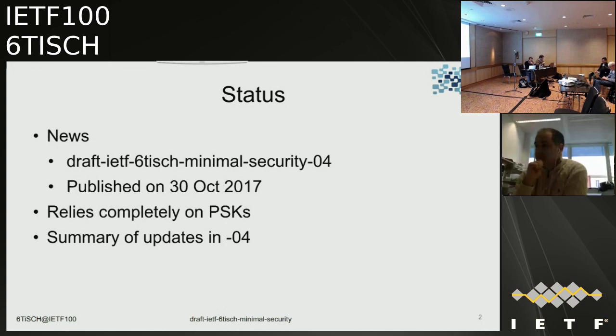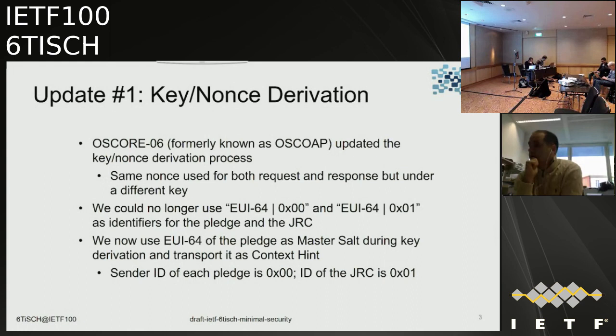Next slide, please. Yes, so update number one relates to the key and nonce derivation process. As we heavily depend on the OSCORE spec that is being standardized in CoRE, OSCORE, formerly known as OSCOAP, went through some changes when it comes to the key and nonce derivation process, which we had to adapt to. This was the reason why we had to do quite some changes in our draft. Right now in OSCORE, the same nonce is used both for join request and join response, but it is used under a different key. And because of the way they construct nonces right now, we could no longer use the concatenation of the pledge's identifier and byte string 00 and 01 to differentiate between the pledge and the JRC.